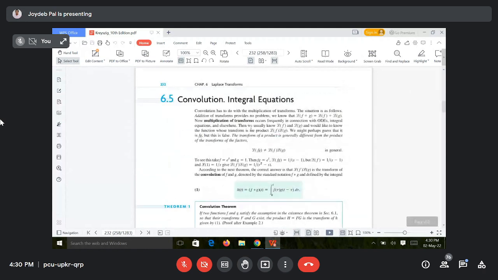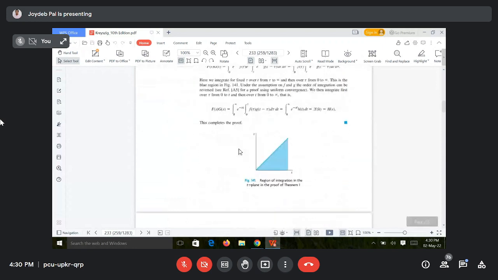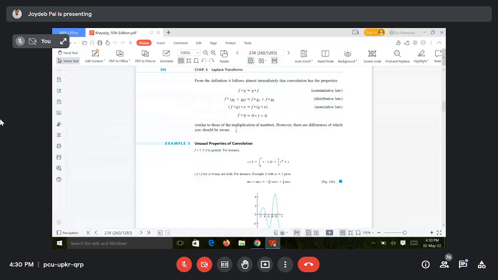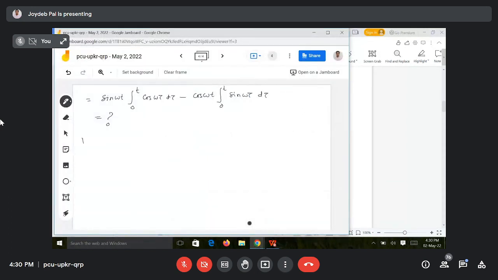Now, some convolution property you should know. The main convolution property which can be used, the first one, is f star g is equal to g star f. Okay. The convolution operation is commutative. That is, f star g is equal to g star f.